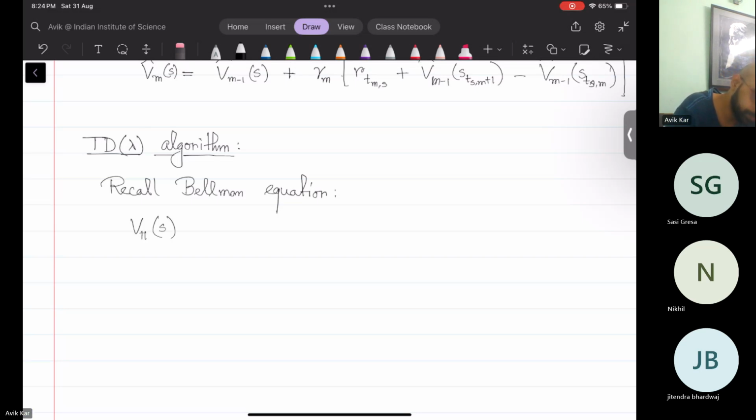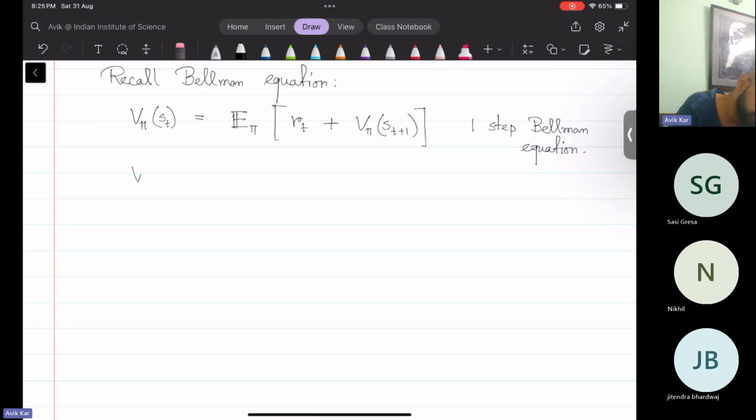V pi of s_t, let us write as t, because there will be some sense of time there. V pi s_t equals the expectation under pi of r_{t+1} plus V pi s_{t+1}. So this is called, we can call it the one-step Bellman equation. But you will understand it shortly.